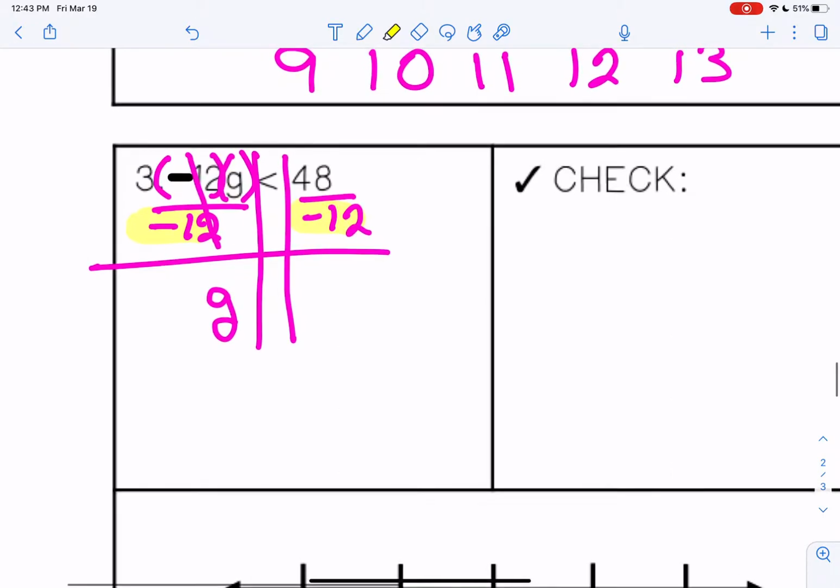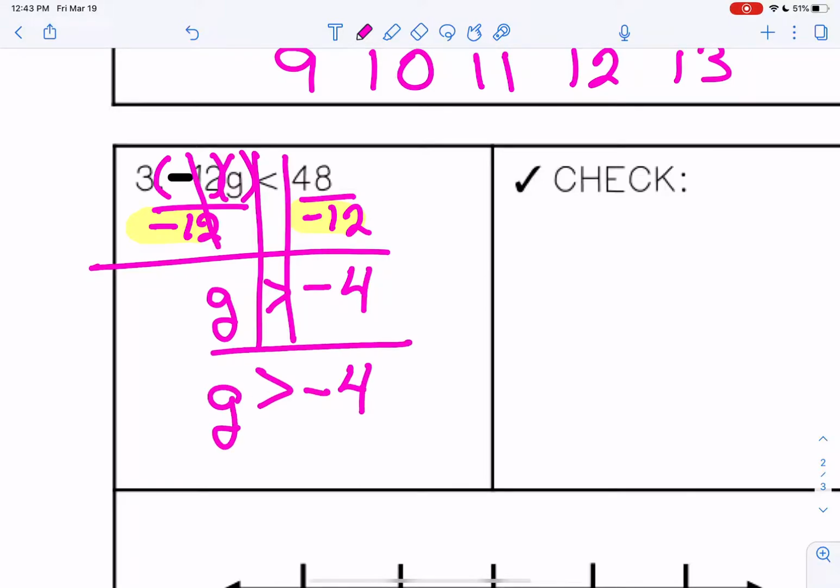So, because we divided by a negative, instead of Pac-Man eating the 48, it's going to flip over and eat G. And then 48 divided by a negative 12, a positive divided by a negative, two different signs, so my answer is going to be negative, and 48 divided by 12 is 4. So our answer is going to be G is greater than negative 4.